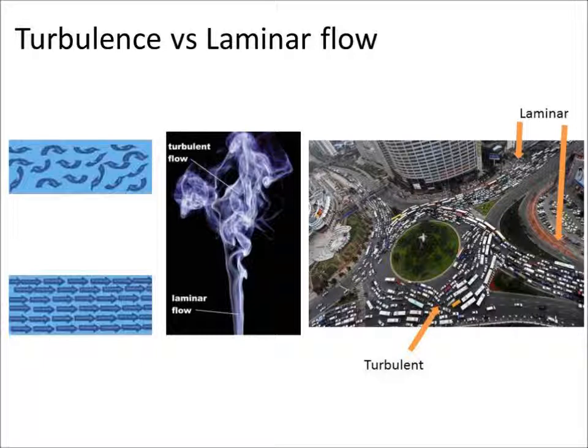This can also be seen in traffic flow. On a packed highway, all cars move almost along the same direction, at the same speed, and each stays in its own lane. Once we get to a turnaround, the flow becomes turbulent.